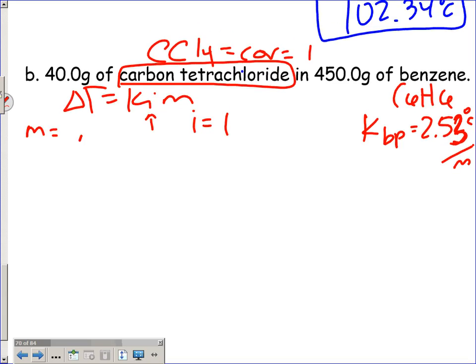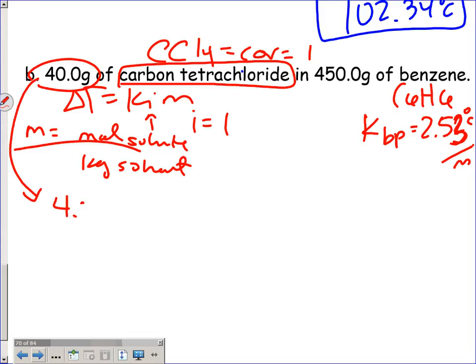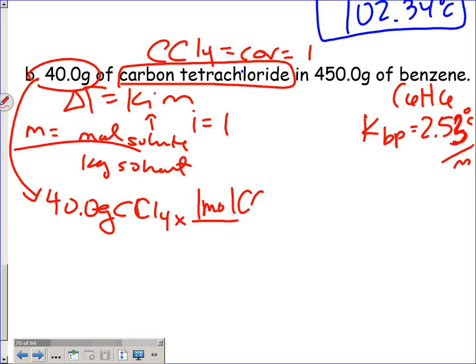So how are you guys starting off on your molality? You need moles of solute over kilograms of solvent. How do I get to moles of solute? Take the molar mass of who? Carbon tetrachloride. So I need that molar mass. So 40 grams of carbon tetrachloride, go to moles. 1 mole of carbon tetrachloride weighs 153, so that works.